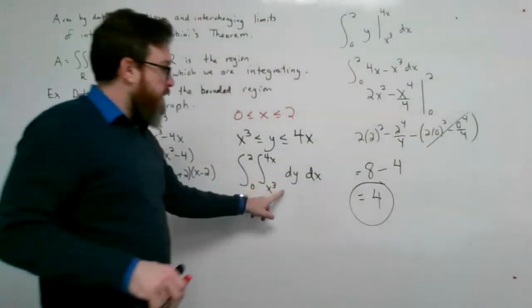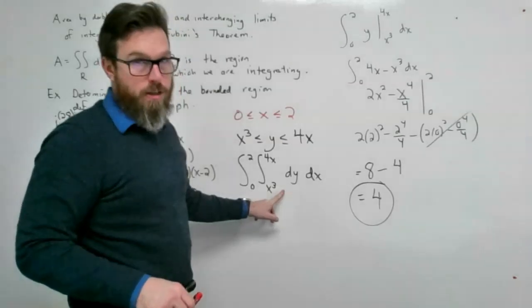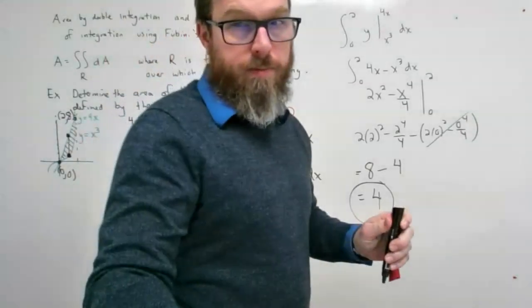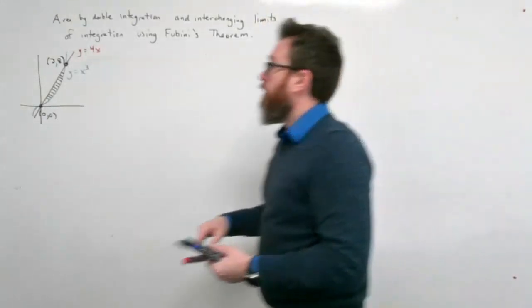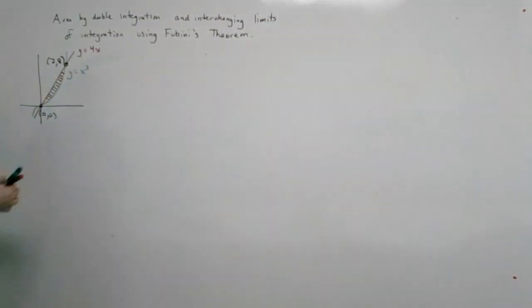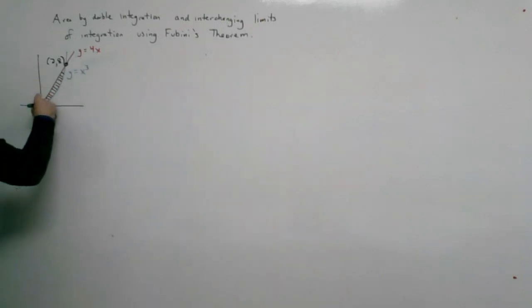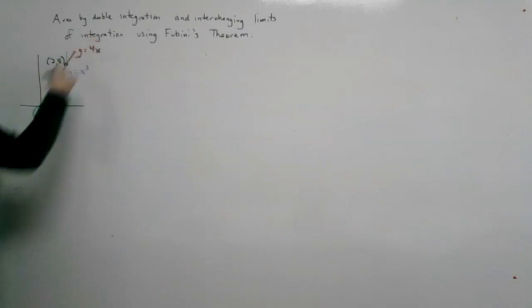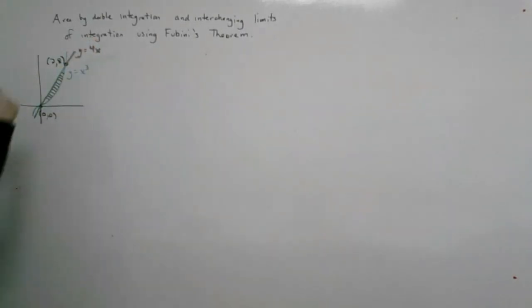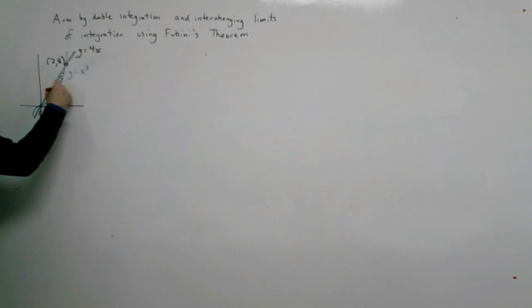Instead of doing dy dx, what we can do is dx dy. All right, so I've redrawn the region. Now what I want to do is change the orientation of the scanner bar. So I'm going to scan this thing horizontally now. Before, y equals 4x. So I want to scan this horizontally, this way instead.